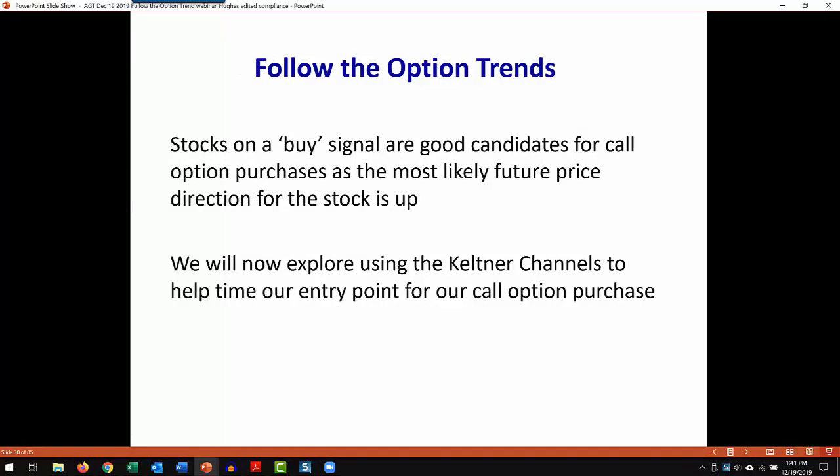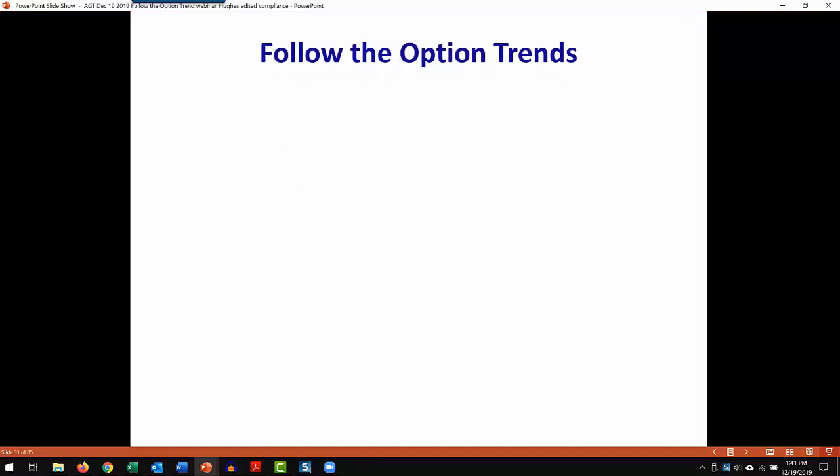So stocks on a buy signal are good candidates for purchasing call options, as the most likely future price direction for the stock is up. So remember, if the stock continues to move up in price, the value of the call option will continue to increase. So now we'll look at using the Keltner channels to help us time our entry point for a call option purchase.